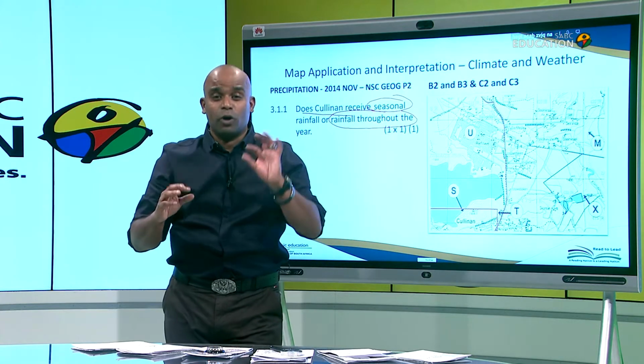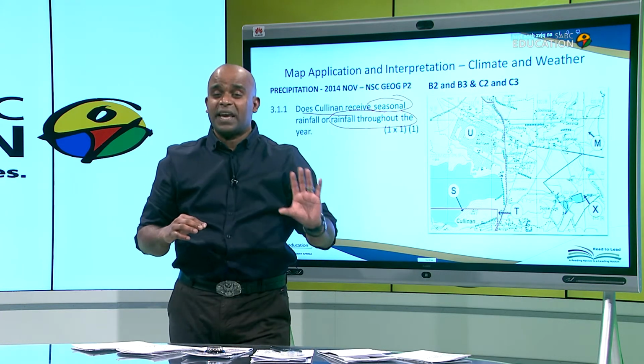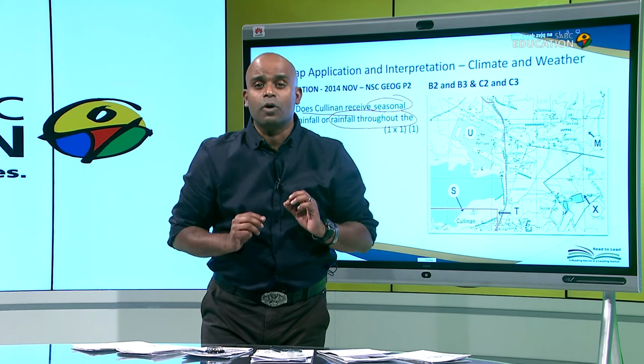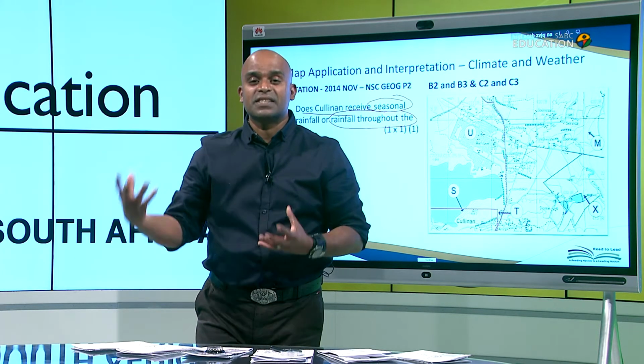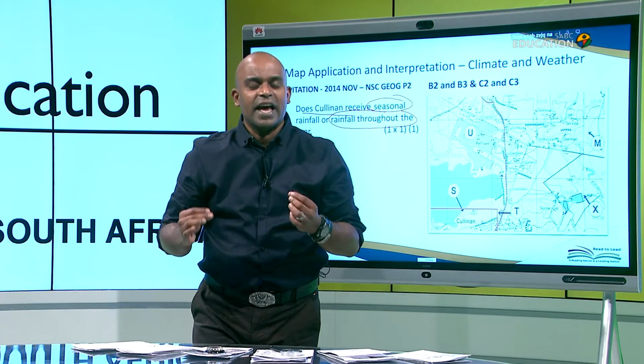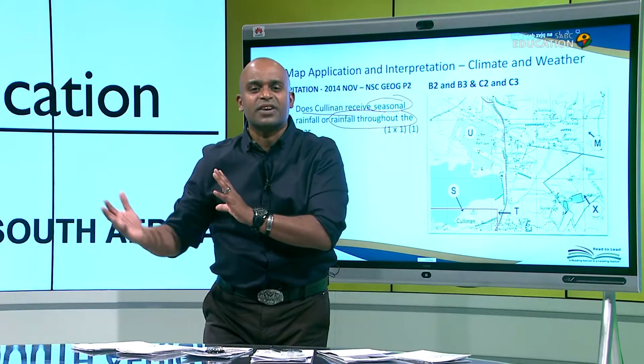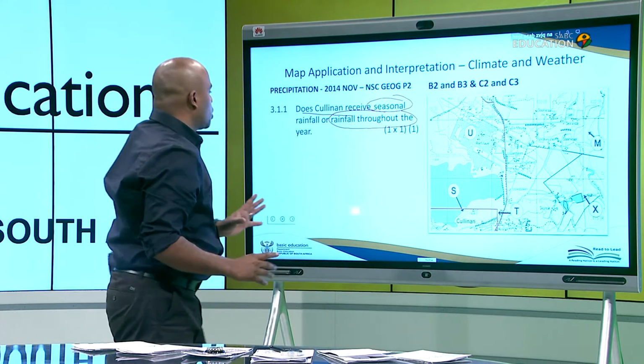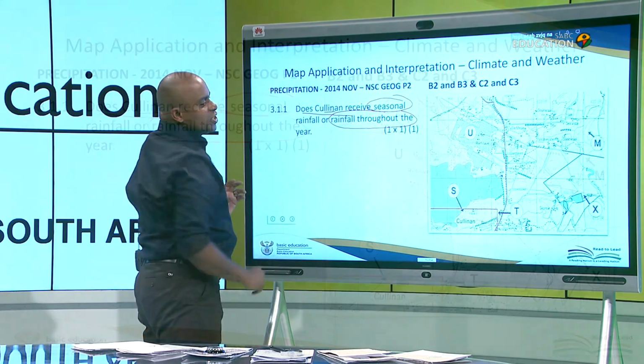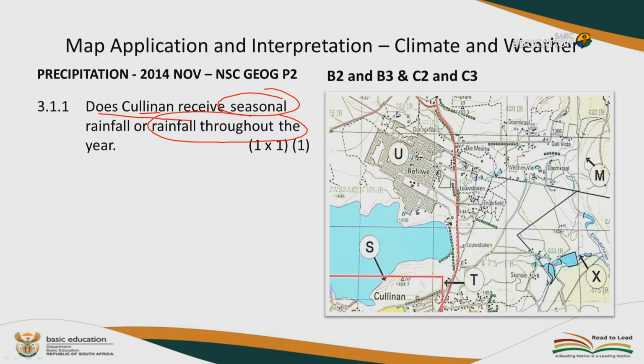It is only the Western Cape that has rainfall throughout the year, with the specific location of Cape Town receiving rainfall in winter. So what does this mean? South Africa is a reasonably dry country, and we experience seasonal rainfall throughout the year. Looking at the question, Cullinan, which is located in central Gauteng, to the northern part of Gauteng, has seasonal rainfall.